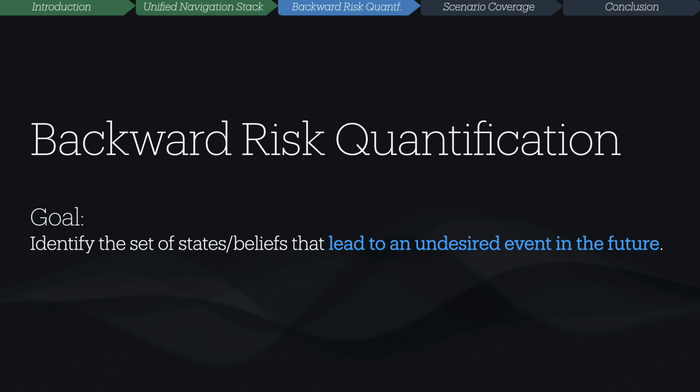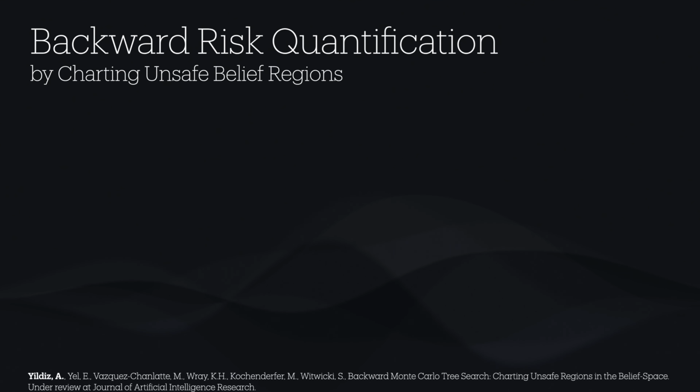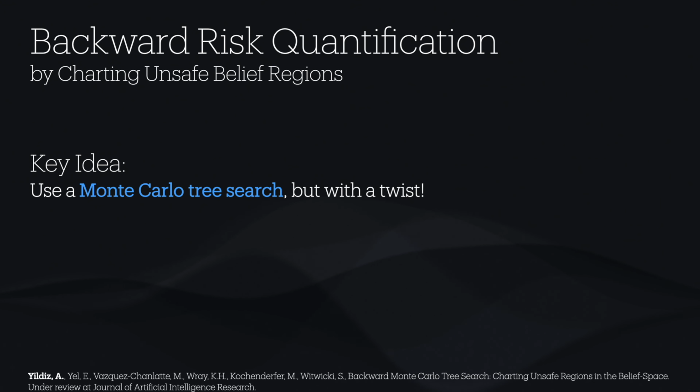So the goal here would be to identify these states and beliefs that we know for sure will lead us to an undesired event into the future. And we'll be doing this by charting these unsafe belief regions in the belief space. And this work belongs to the paper you see in the banner. And thank you, SN, for your huge contributions on this. And the key idea here will be to use a Monte Carlo tree search approach, but with a twist. We'll see in a bit.